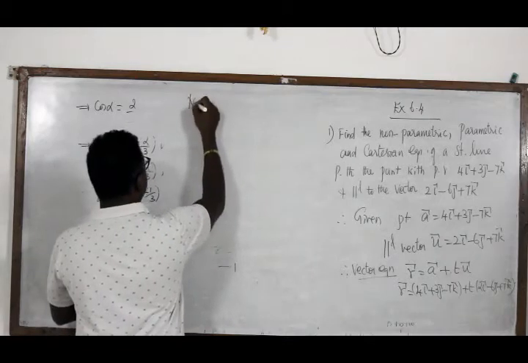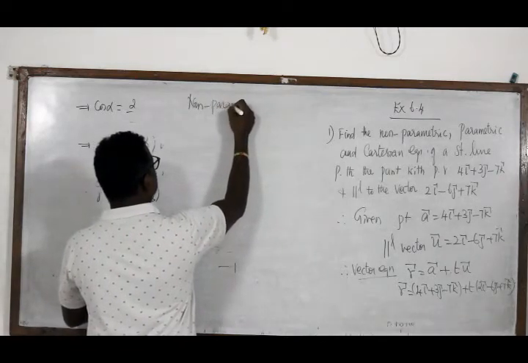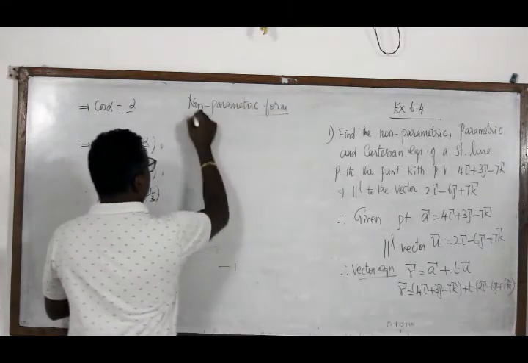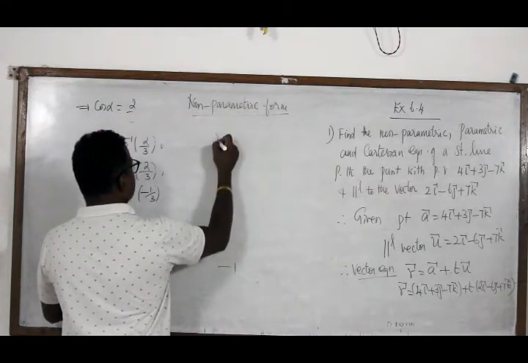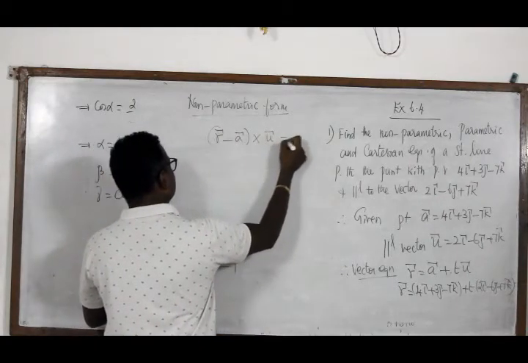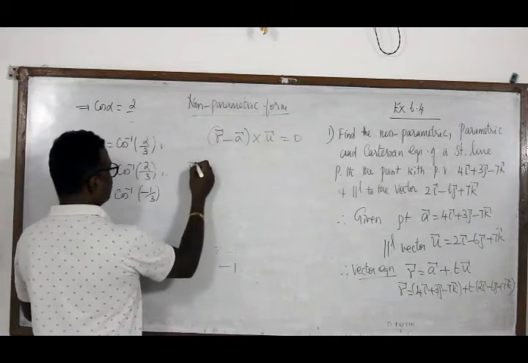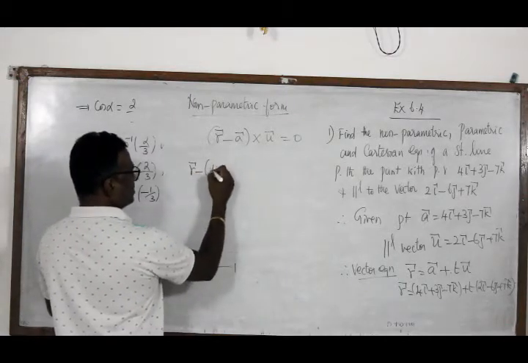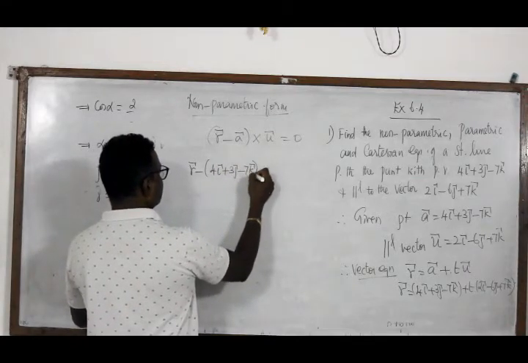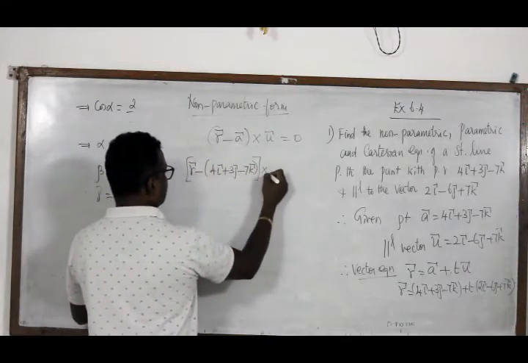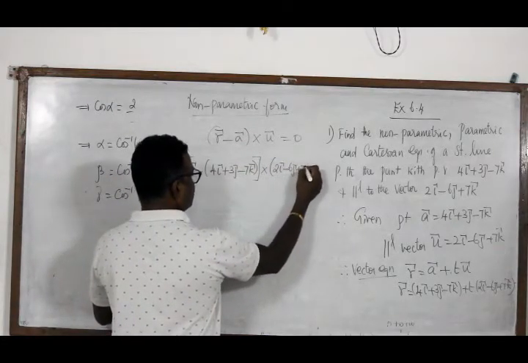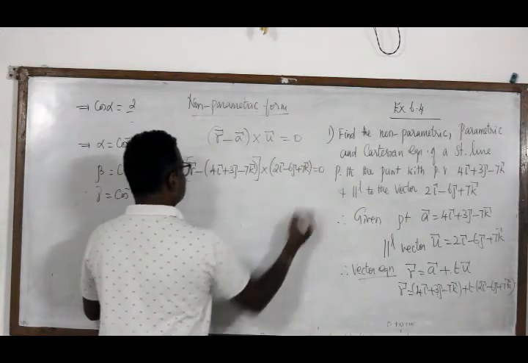Now, the non-parametric equation is, with one vector, R minus A cross U vector equal to 0. Substituting, R minus A is 4i plus 3j minus 7k, cross U vector, which is 2i minus 6j plus 7k. This is equal to 0.